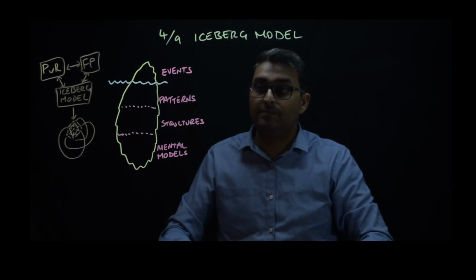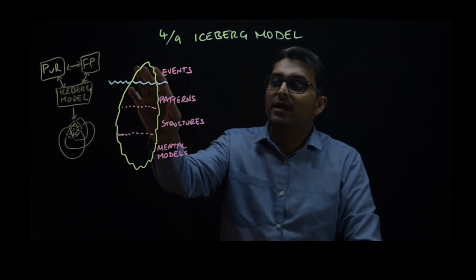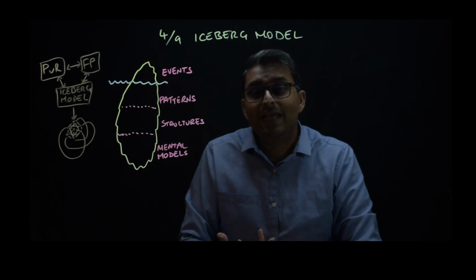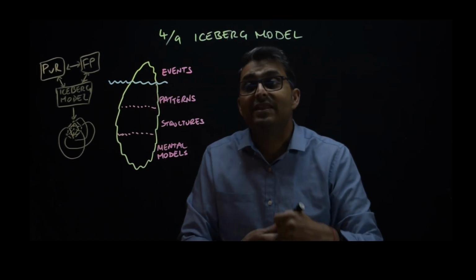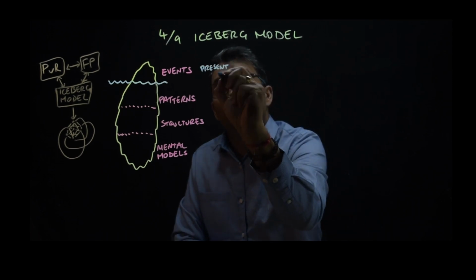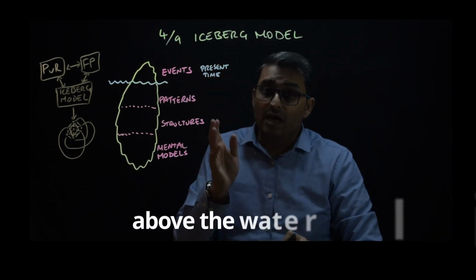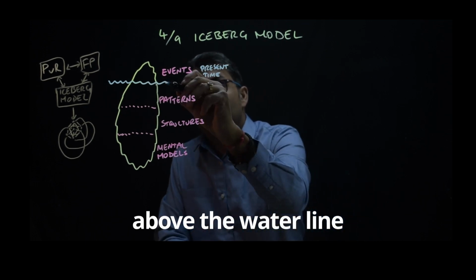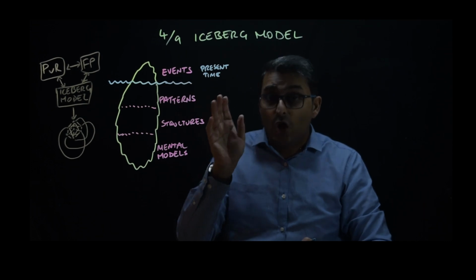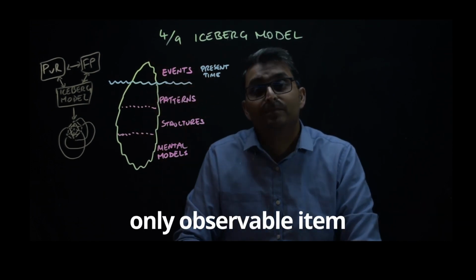Events are the only piece of the iceberg that is above the water. It refers to a single event that happens in the present time. As it is above the water, it is the only observable item. The rest of them we can't observe.